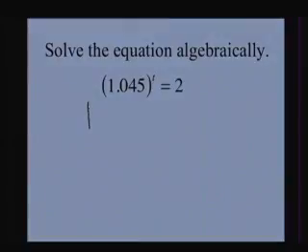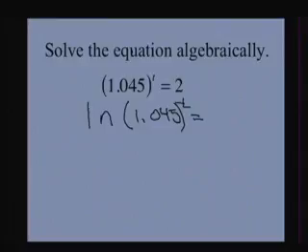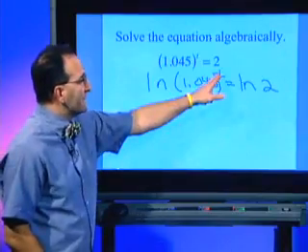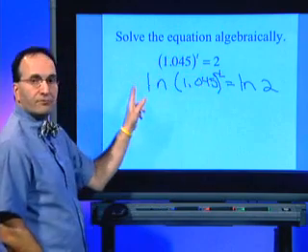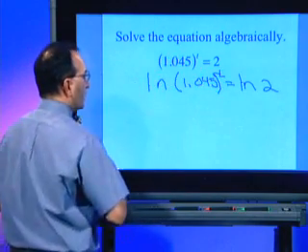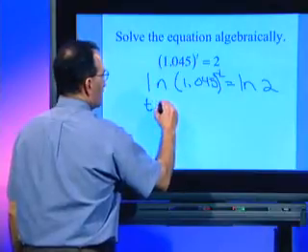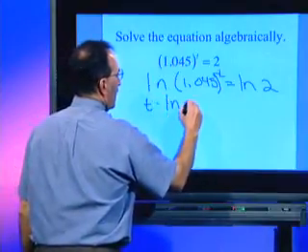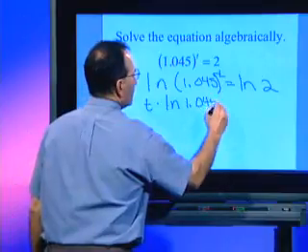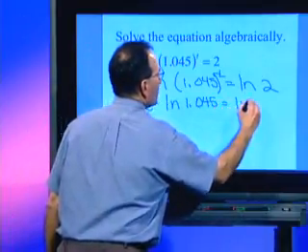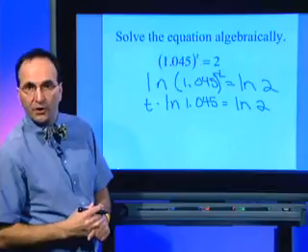I will use the natural log. So the natural log of 1.045^t equals the natural log of 2. Now, the power rule tells us that we can take the t and bring it down in front of the natural log. So we're going to have t times the natural log of 1.045, and that's going to equal the natural log of 2.